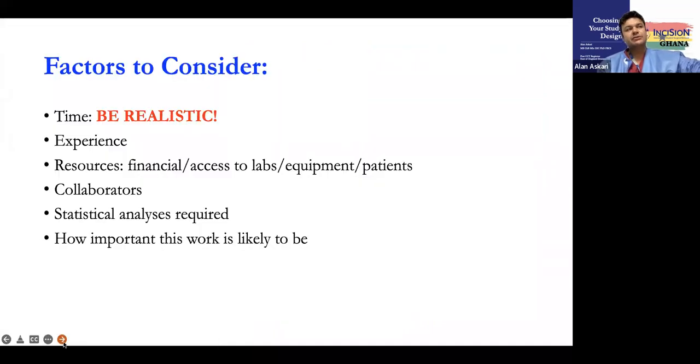Well, the first thing I would want to say is you've got to consider some factors. First of all, time is really, really important. Be very realistic. I'm not trying to downplay anybody's hopes. Far be it from me to discourage anyone, as I hope Theo can testify.